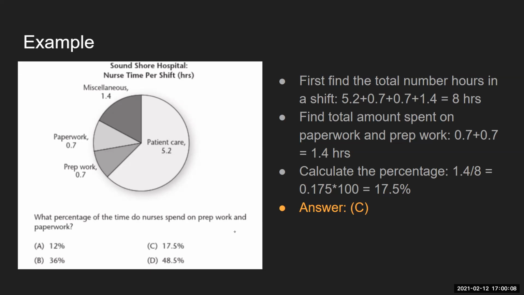That gives us 0.175. That's a decimal. We want it in a percent. So we're going to multiply it by 100, and we're going to get 17.5%. So our answer is C.